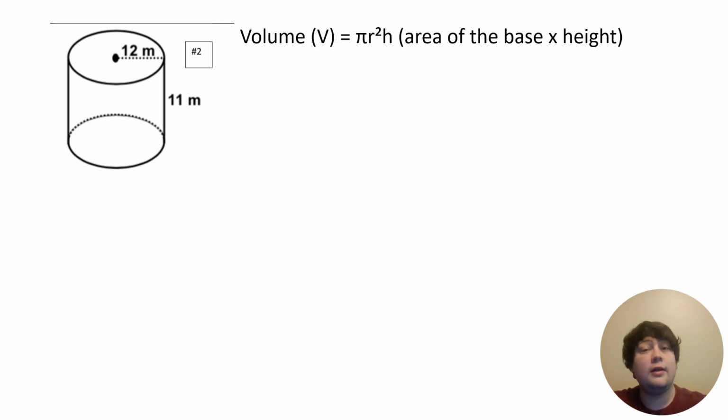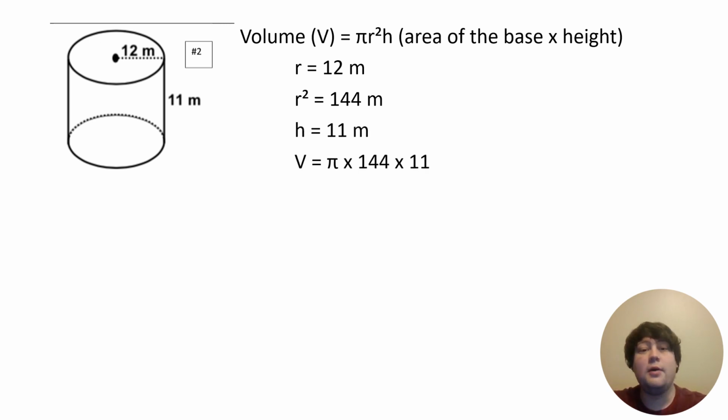So let's go ahead and bring down our variables. The radius is 12 meters. Square that, you get 144 meters. And then your height is 11 meters. So plugging all that in, our equation is now going to look like pi times 144 times 11, which is going to bring us to 1,584 pi meters cubed, because with the volume, it's the amount of cubic units that you can fit inside of your object.